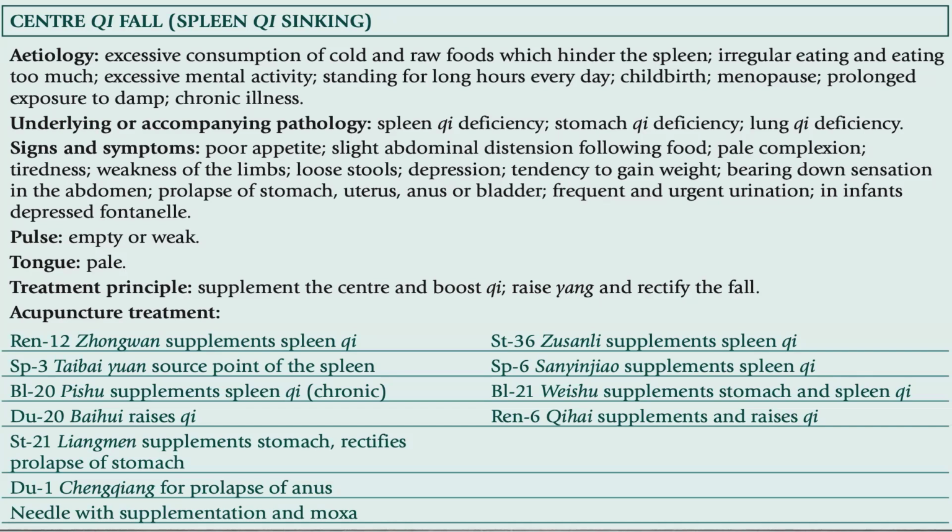Acupuncture treatment: REN 12 and stomach 36 and spleen 6 will supplement the spleen chi. Spleen 3 is the yuan source point of the spleen. Bladder 20 will supplement the spleen chi in chronic cases. Bladder 21 supplements stomach and spleen chi. DU 20 raises the chi. REN 6 supplements and raises chi.